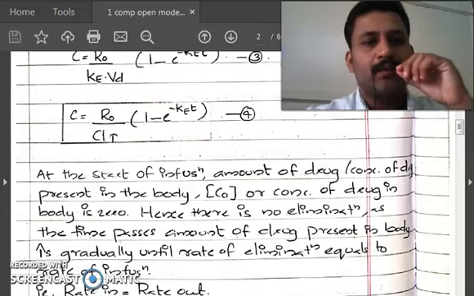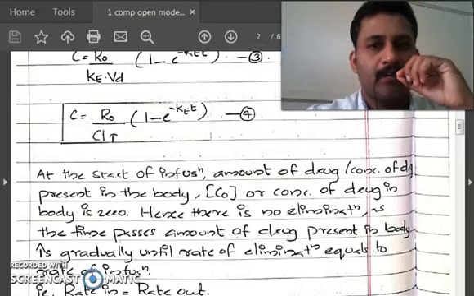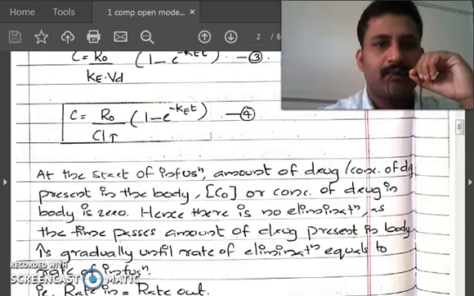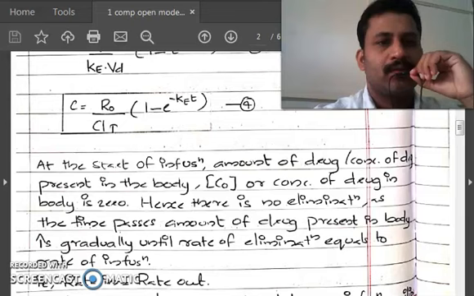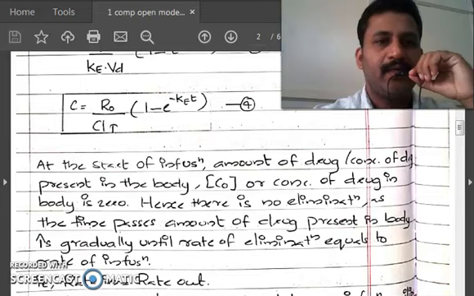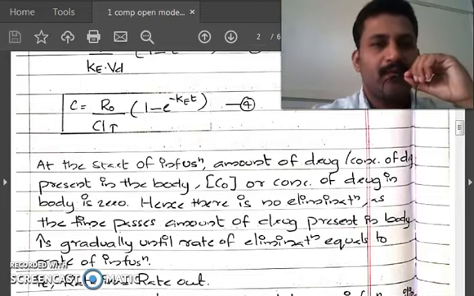So last class we discussed IV infusion, up to the equations, the third and fourth equation you got. After IV infusion, we can say the drug administered, C is equal to R0 by CLT, or C is equal to R0 by KE into VD into 1 minus e raised to minus K into T. That is the third equation. We know that Ke into Vd is total clearance, so it is given as CLT.